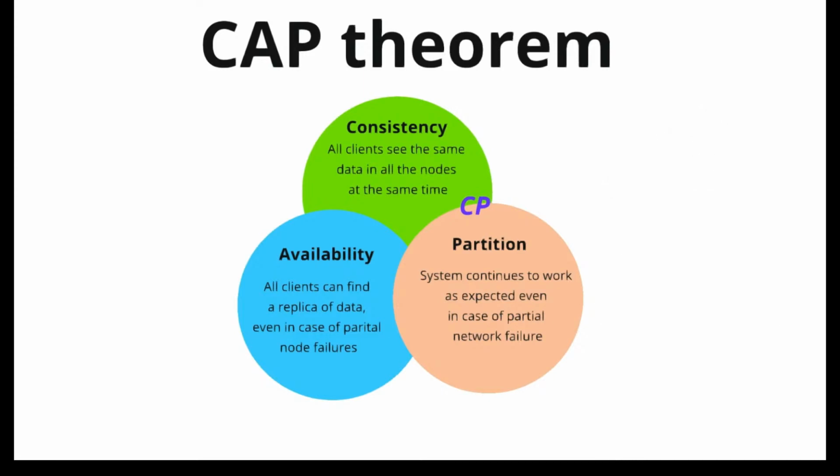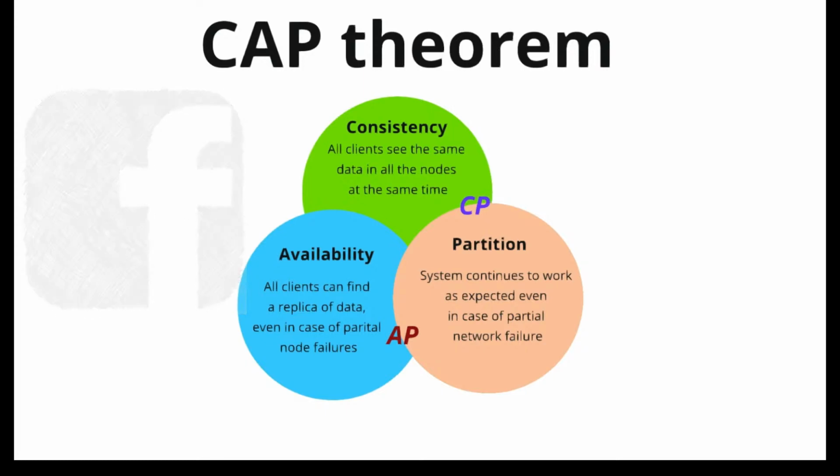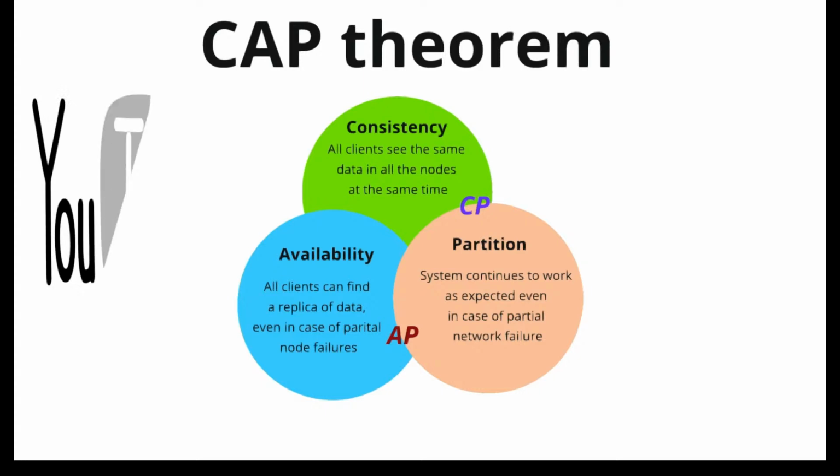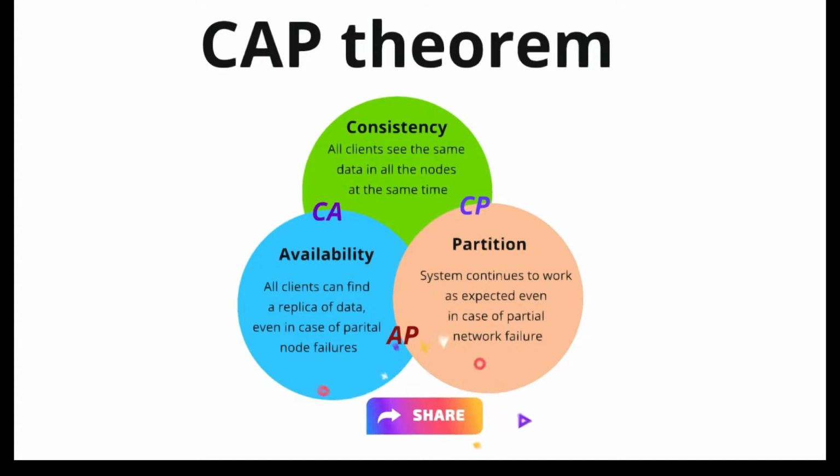This is used in case of banking or stock trading apps. AP is availability plus partition tolerance. Here, the system is always available even during network issues, but data may be outdated. In case of social media and online shopping apps, this kind of system can be implemented. The third one is consistency and availability. This is possible only in case of non-distributed systems. In distributed systems, it can't be possible.